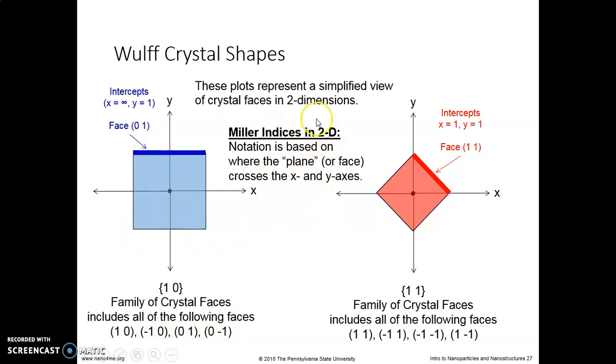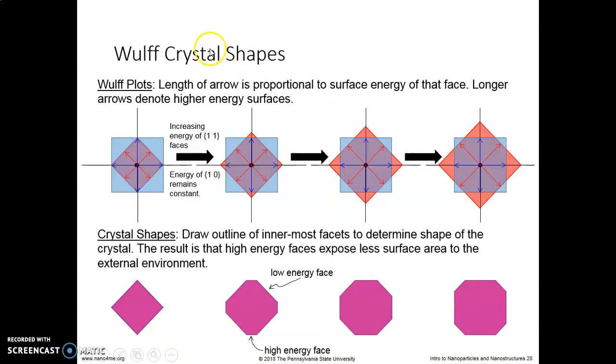Then Miller indices in 2 dimensions, where the plane crosses x and y. Here you can see 1, 1 crossing. Similarly 1, minus 1; minus 1, minus 1; and minus 1, 1. Like that you can give the family of the crystal structure. These points are explaining 1, 0; minus 1, 0; 0, 1; and 0, minus 1. Similarly, Wulff crystal shapes are defined. You can define them with the help of these things.